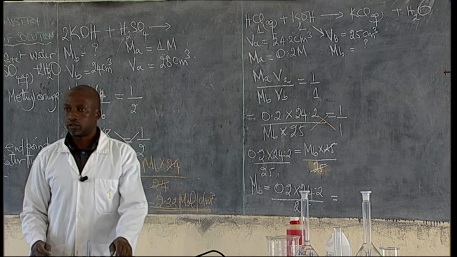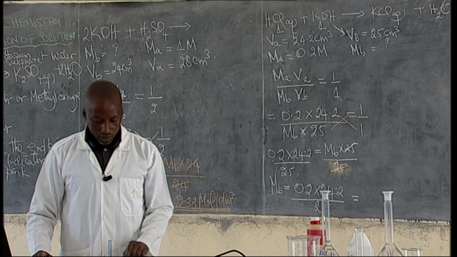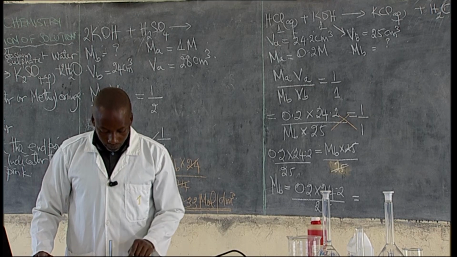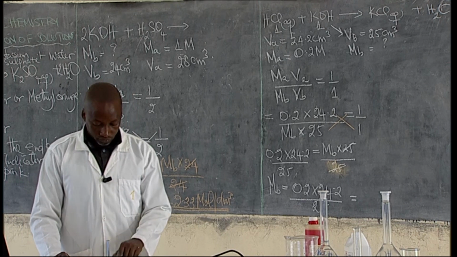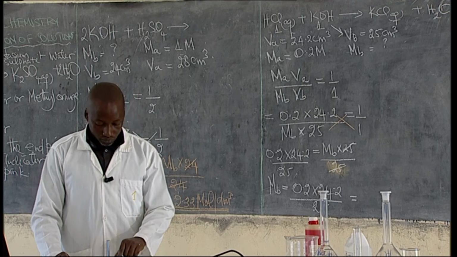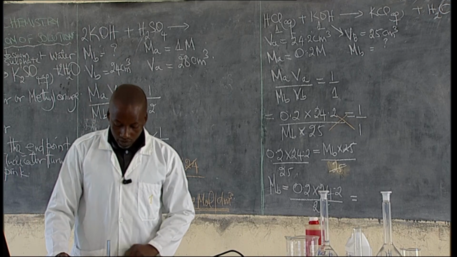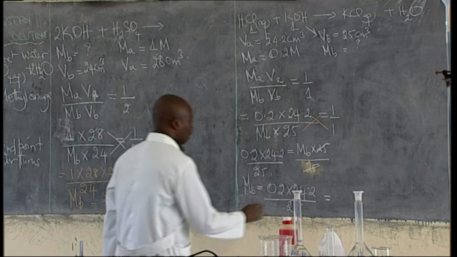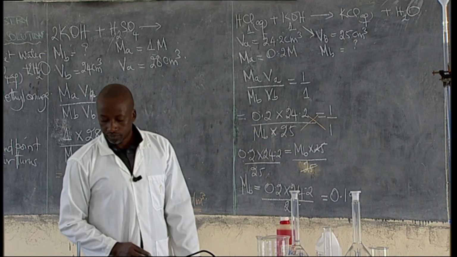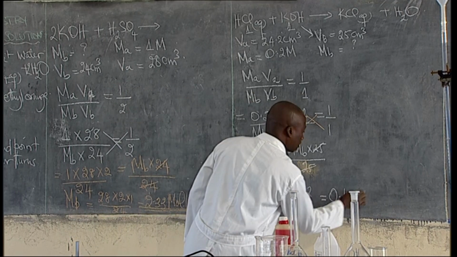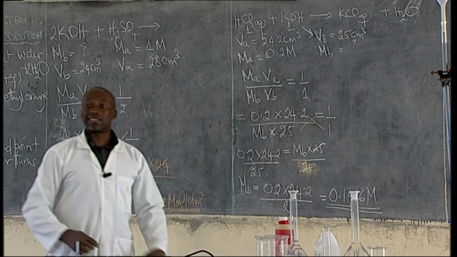Press your calculator. Let us press together and see what we can get. So you have 0.2 times 24.2. You divide by 25. That is 0.1936 moles per liter. Or you just note it as capital M.